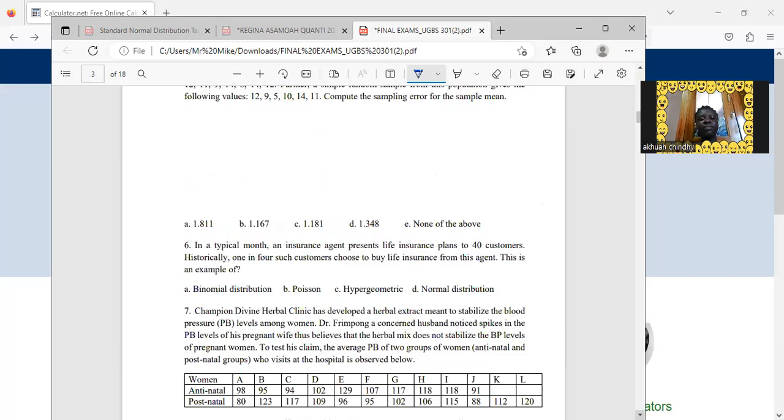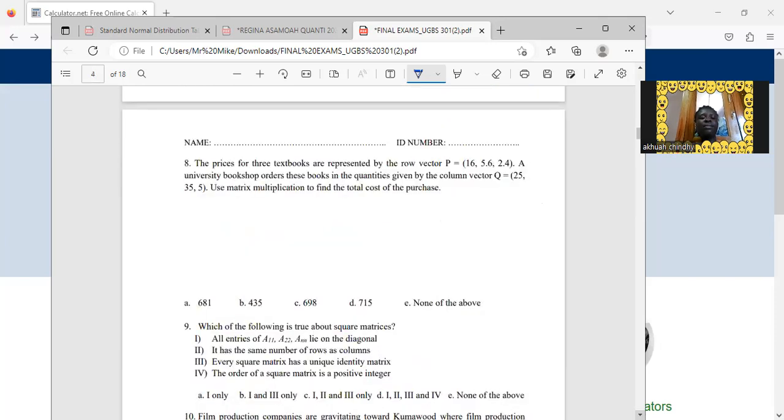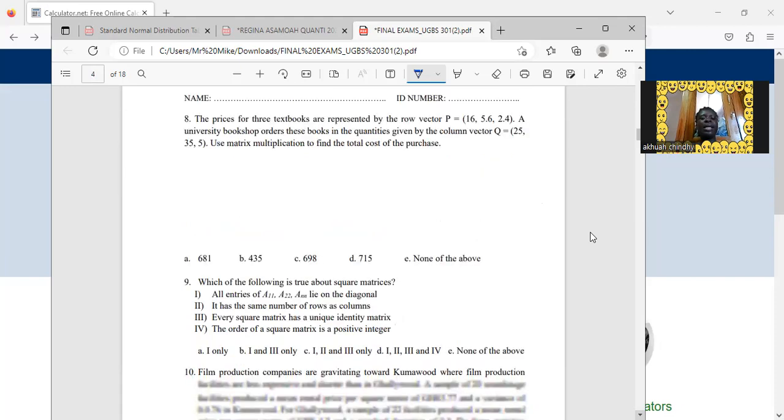So I think basically that is it. And then this is a matrices question. If you want to know more about matrices, watch my matrix video and you'll be able to do it. This one is basically prices. This is a row vector and this is a column vector. So the P is a what? How many rows are here? 1. There's only 1 row. But how many columns? 3. So the P is a 3 by 1.